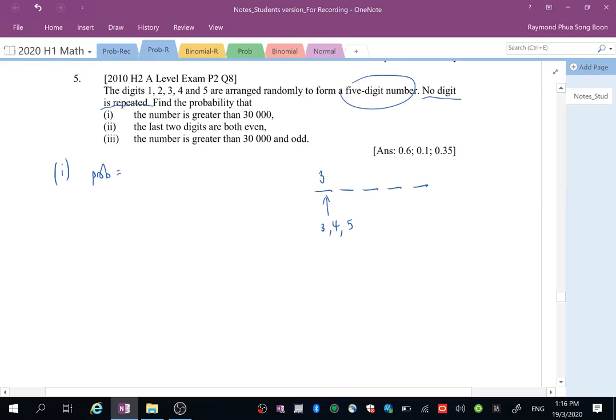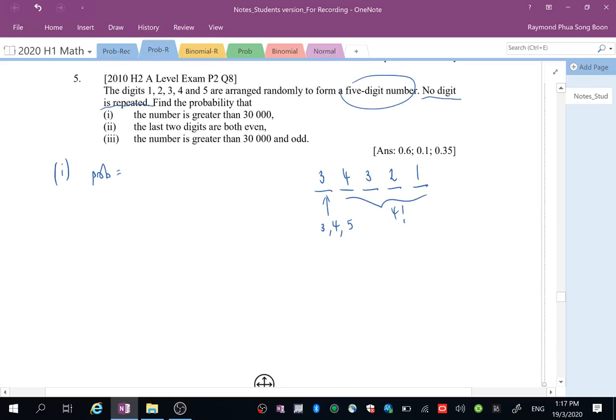Alright, so for the second digit, we are left with 4 digits to choose from, and for the third digit, we are left with 3 digits to choose from, and for the fourth digit, we are left with 2 digits to choose from, and for the fifth digit, we are only left with 1 digit. Okay, so 4 times 3 times 2 times 1 is the same as 4 factorial.